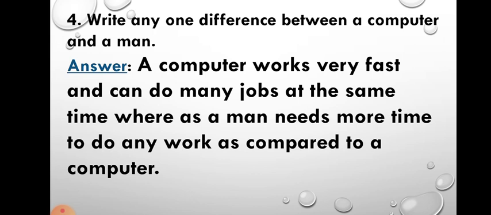Next, question number 4. Write any one difference between a computer and a man. The differences are given on page number 7 and 8, lesson 1 in your book. So, here you have to write only one difference between a computer and a man. A computer works very fast and can do many jobs at the same time, whereas a man needs more time to do any work as compared to a computer.